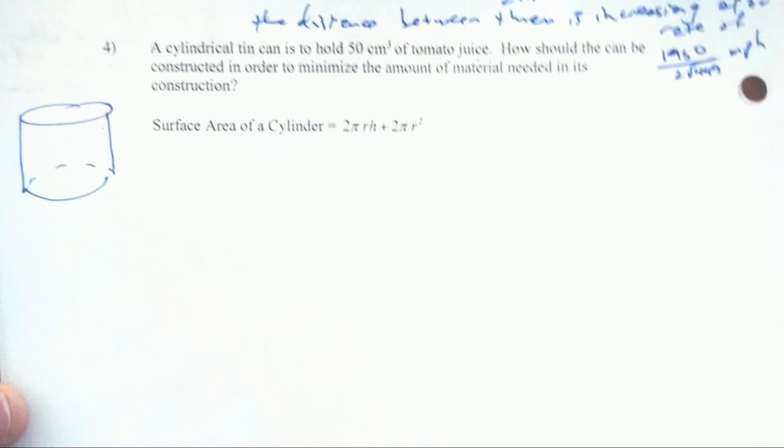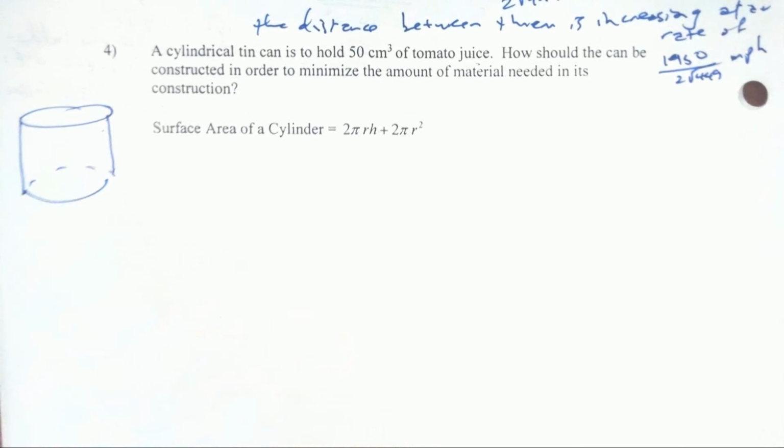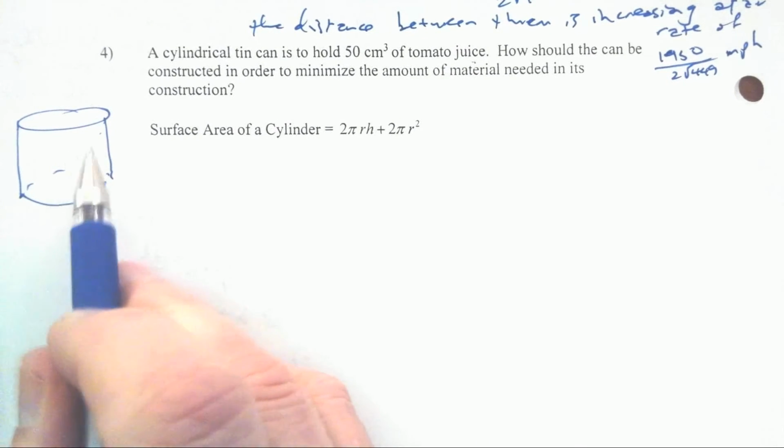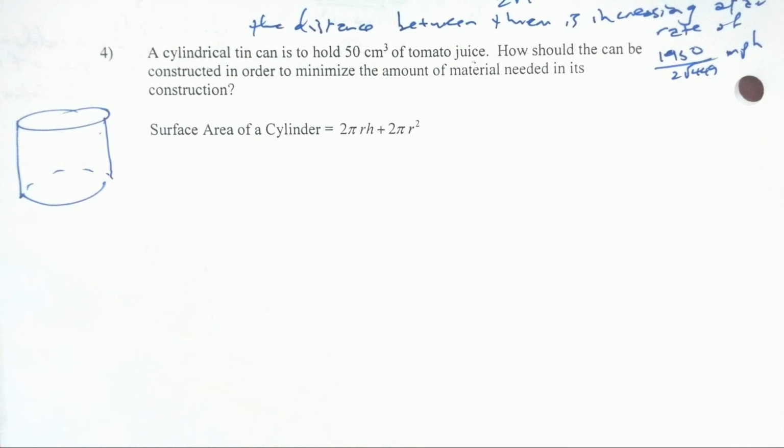And the real logical question should probably be: if we're making this, we want to send out 50 cubic centimeters of tomato juice, but I'd like to minimize my cost by using the least amount of surface as I can. So how should the can be constructed in order to minimize the amount of material needed in its construction?